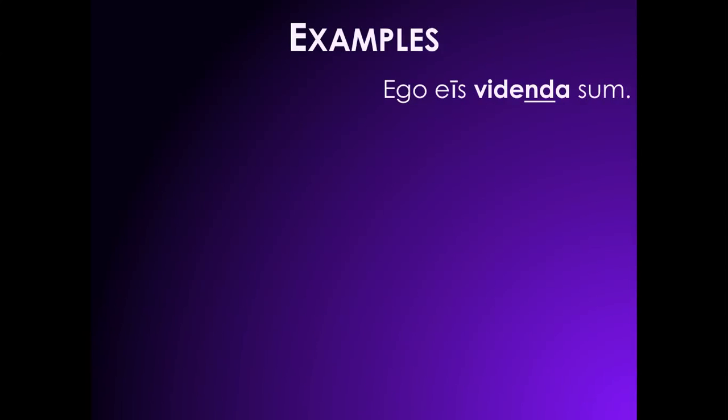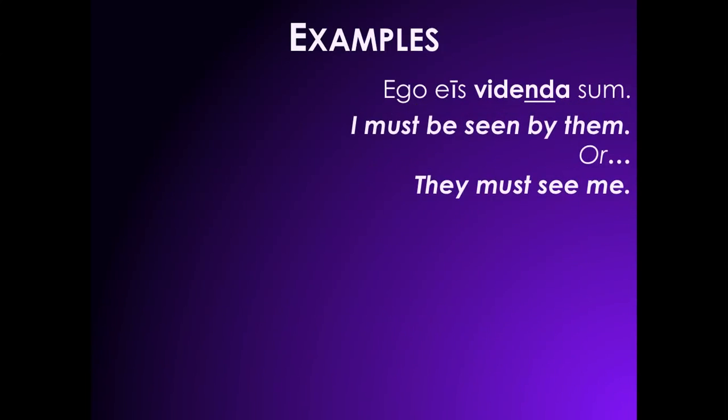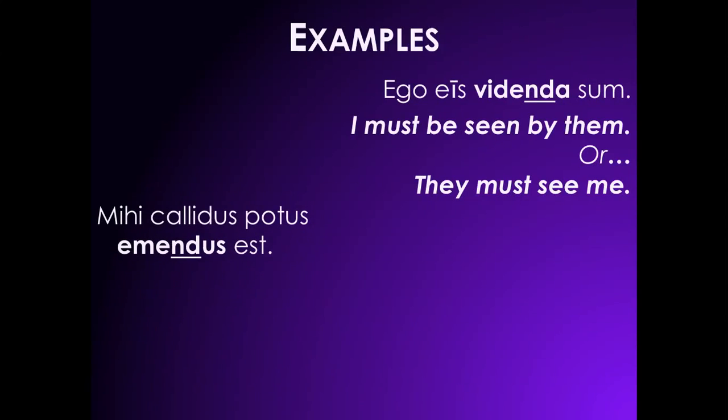And eis is your dative plural form. Is ea id charts that I completely forget. Eis is your dative plural there. So that's why we need eis there, and that would actually translate into them. So this sentence is going to translate into I must be seen by them, or they must see me. But literally from the Latin, it's going to be I must be seen. If you're going to translate directly from the Latin, you have to maintain the future passive participle form.